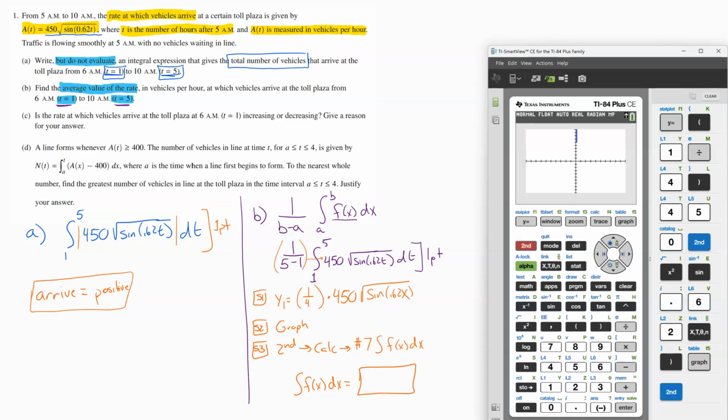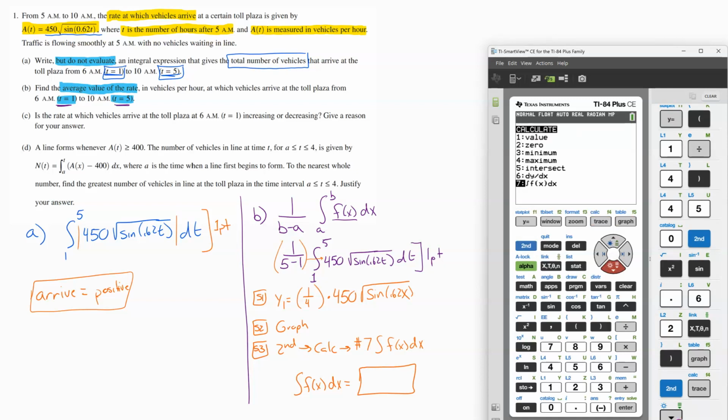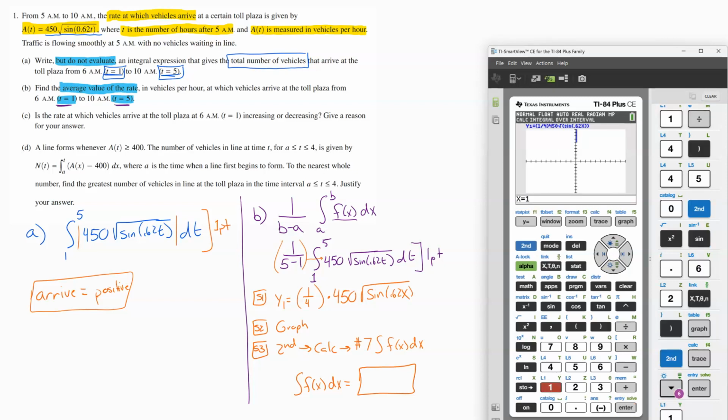So I'm going to hit second and then the calc menu up at the top. Inside there, I'm going to choose the number 7 option, which is integral of f of x dx. I hit enter on that. I'm going to type in my lower limit, which is 1. Then I'm going to type in my upper limit. The upper limit on our integral, our upper bound, is 5.